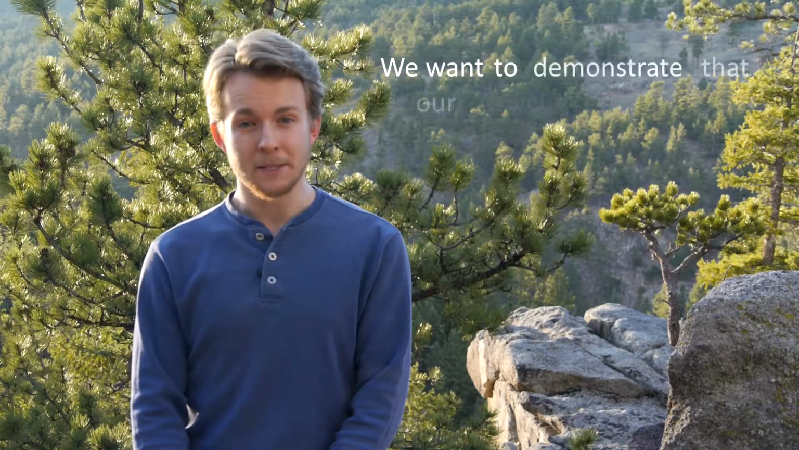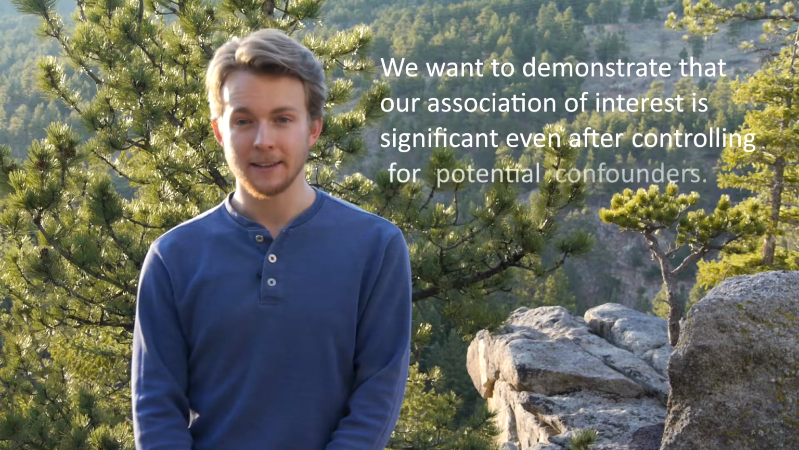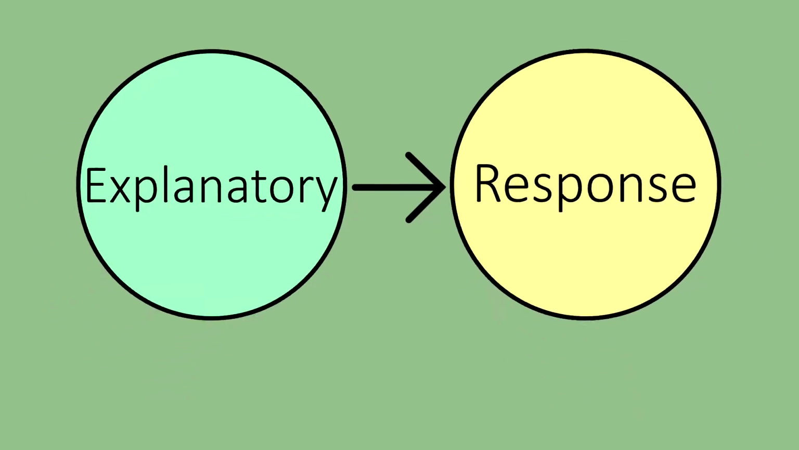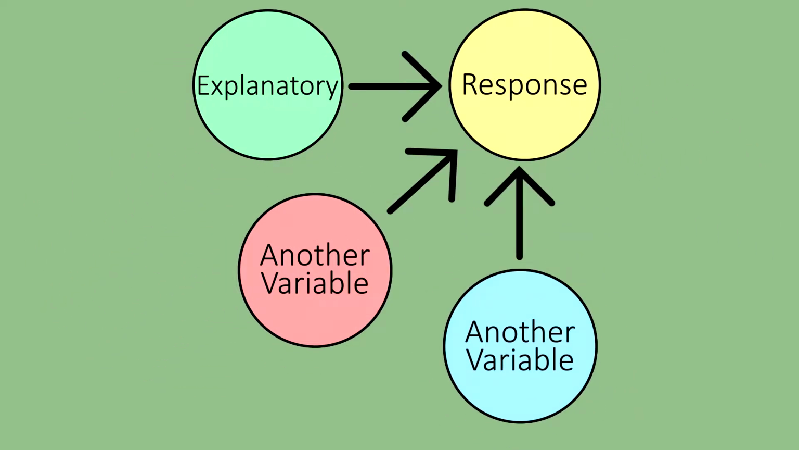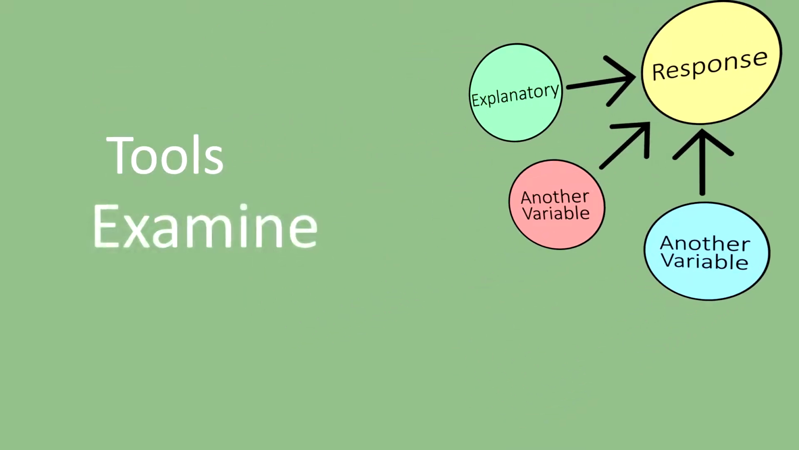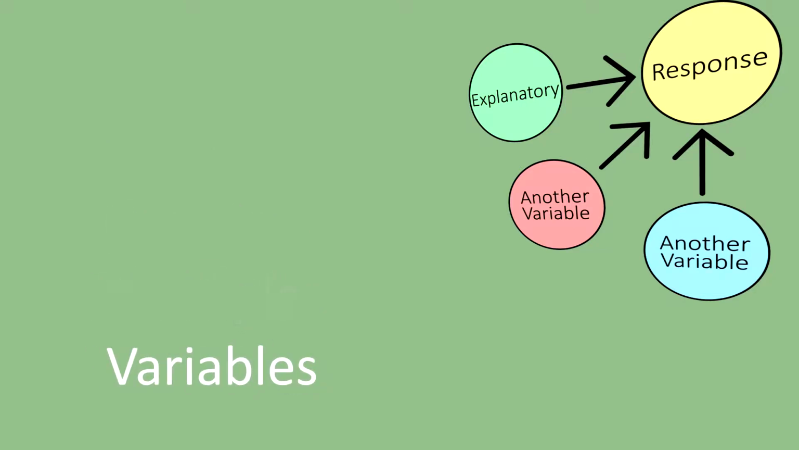In science, we test for confounders by including these third variables, or fourth or fifth or sixth, in our statistical models that may explain the association of interest. In other words, we want to demonstrate that our association of interest is significant even after controlling for potential confounders. Because adding potential confounding variables to our statistical model can help us to gain a deeper understanding of the relationship between variables, or lead us to rethink an association, it's important to learn about statistical tools that will allow us to examine multiple variables simultaneously. That is, look at more than 2 or 3 variables at the same time.